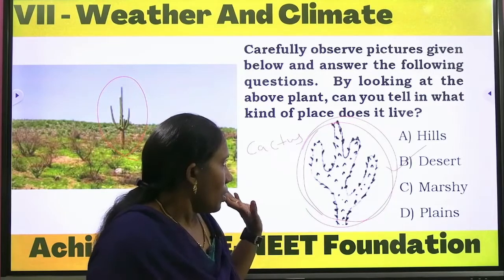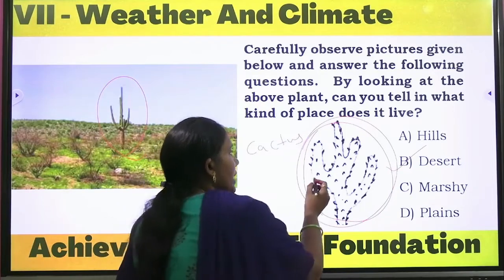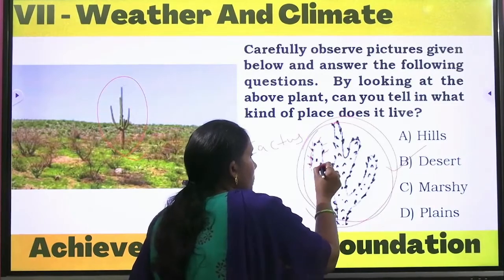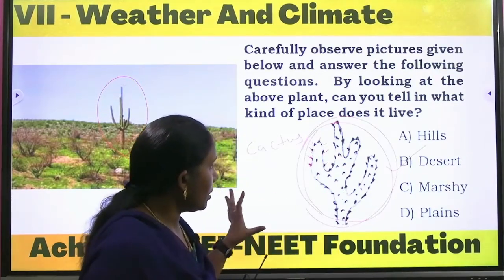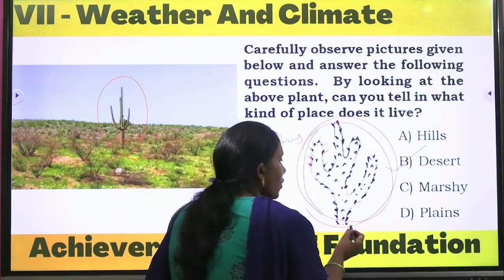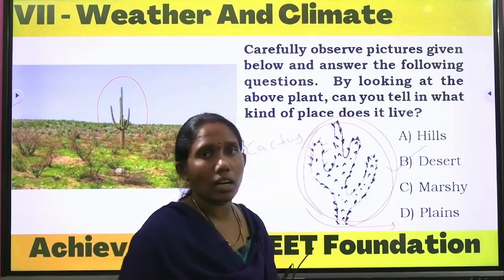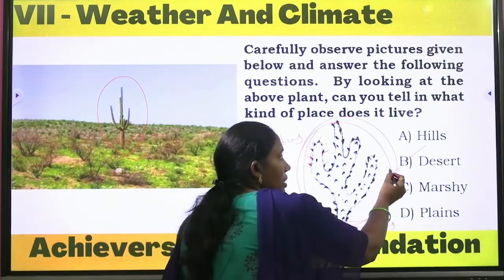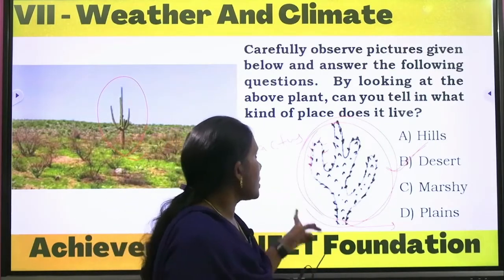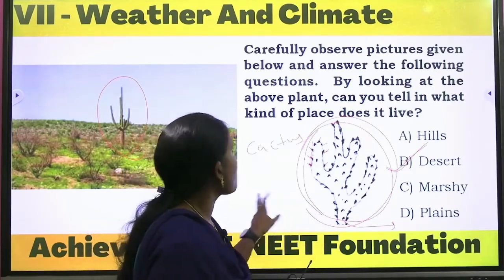No, the cactus, because it has a root system generally, and also at the leaves it has some sharp thin pins like. So they will not allow the water to go, and the roots of this cactus will go far to absorb the water. That's why these cactus plants can grow even in the desert areas. Okay, so by looking at the above plant, can you tell in what kind of place does it live? In desert areas.